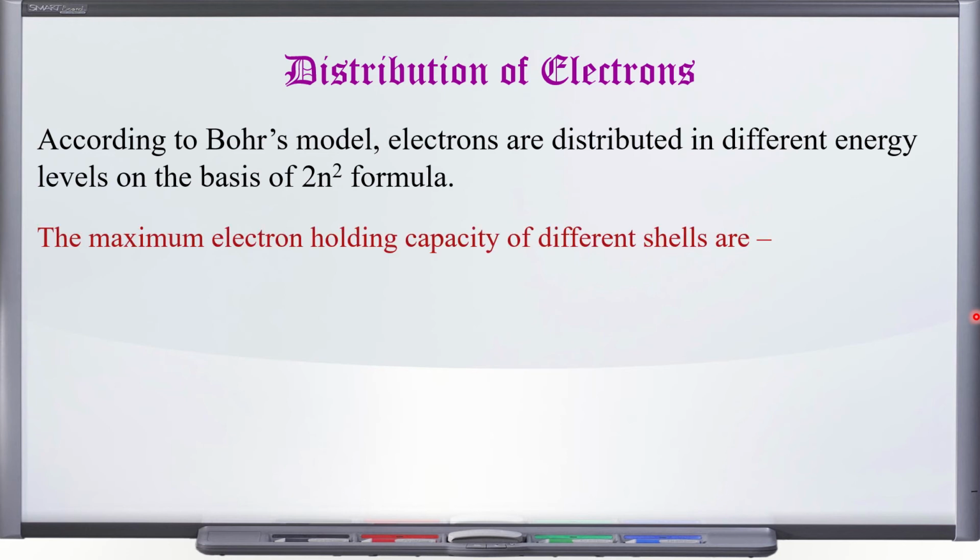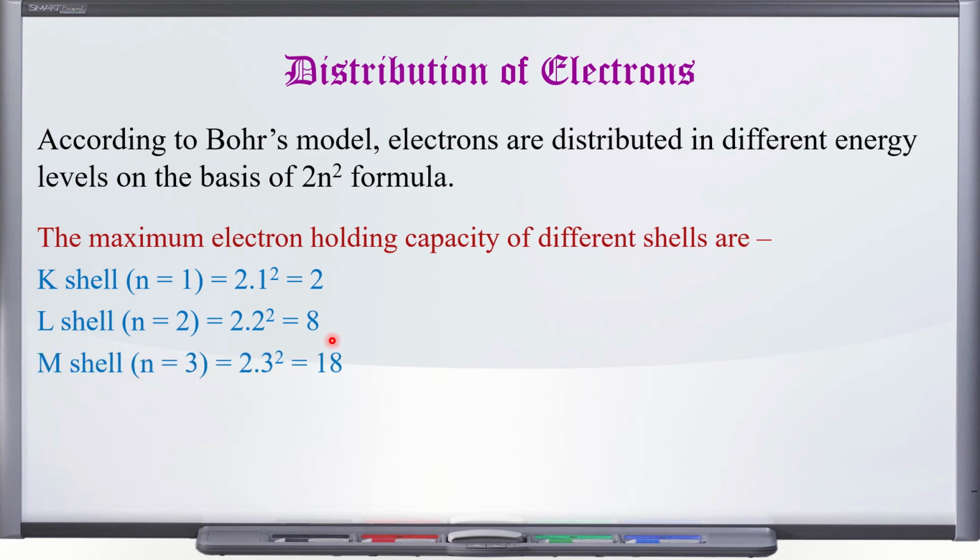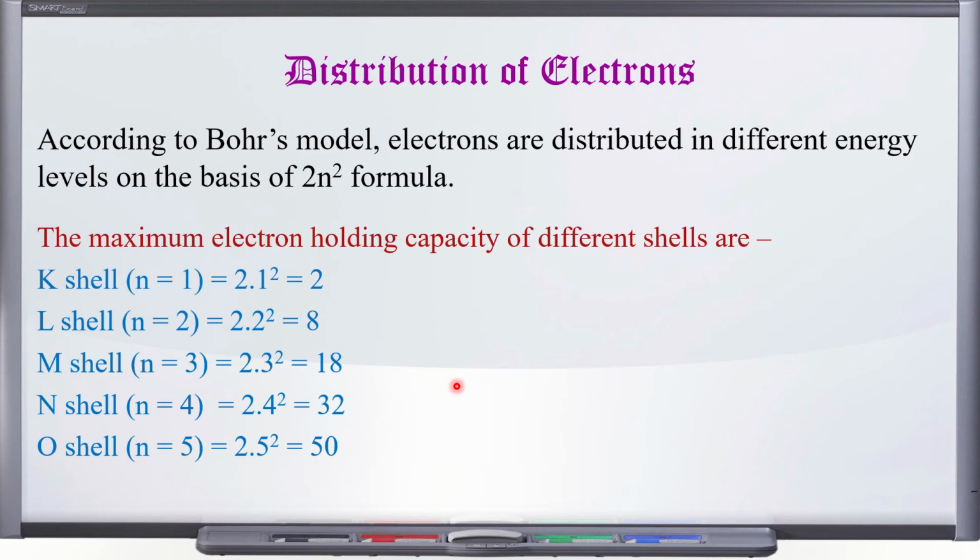The first shell, K shell, where n equals 1, can hold a maximum of 2 electrons by the 2n square formula. The L shell, that means the second shell, can contain a maximum of 8 electrons. In this way, the third shell, the M shell, can hold 18 electrons. The fourth shell can hold 32 electrons. The fifth shell, O shell, can hold 50 electrons, and so on. By using this 2n square formula, we can distribute the electrons in different shells of an atom.